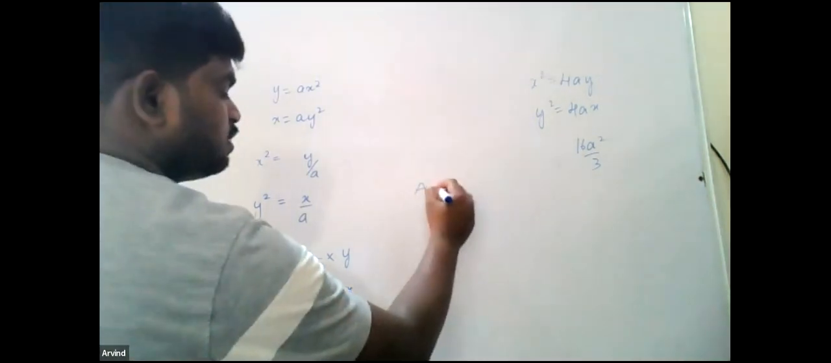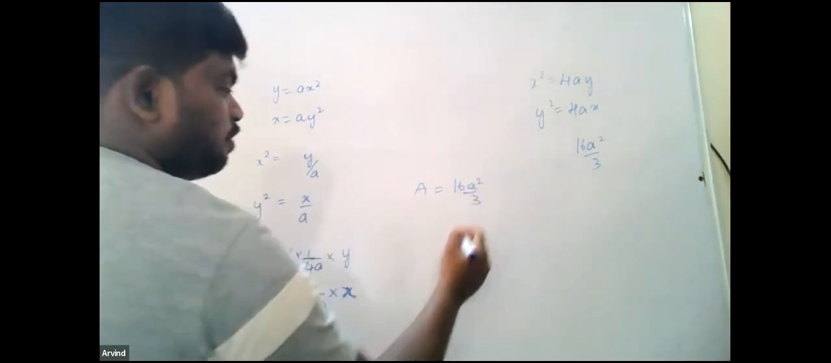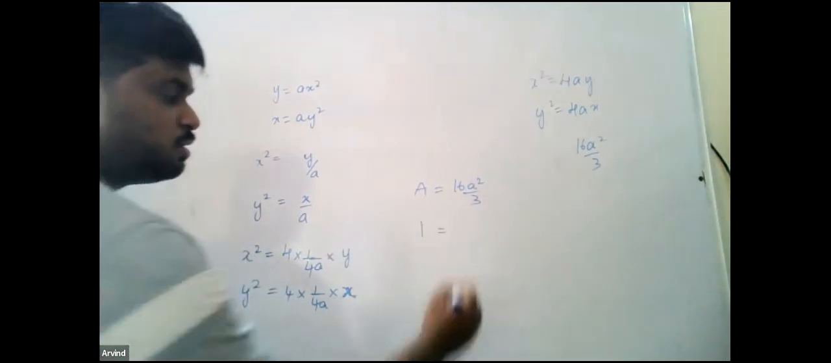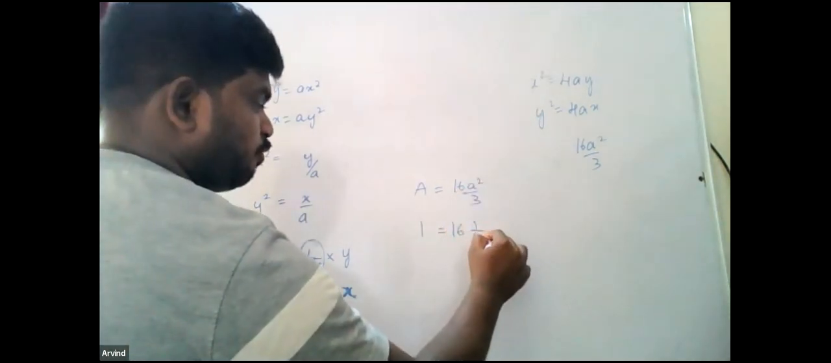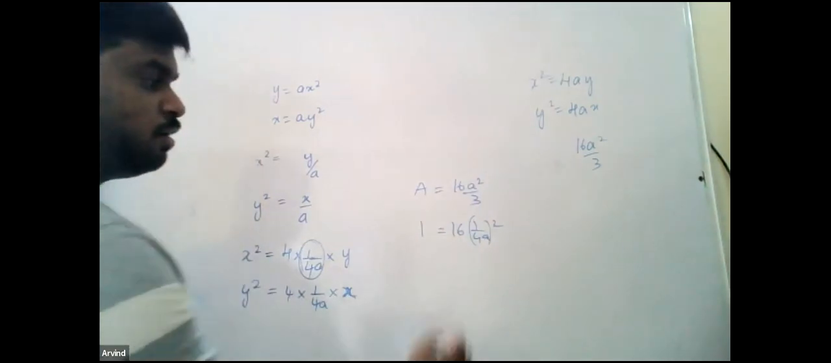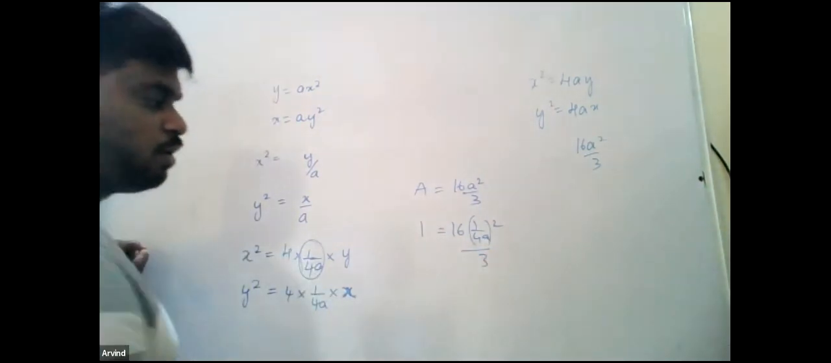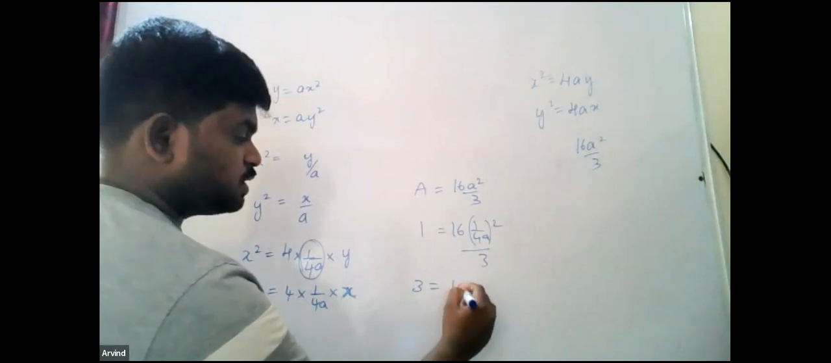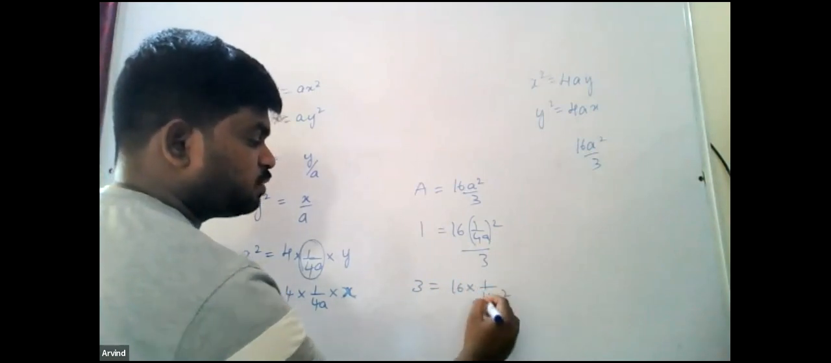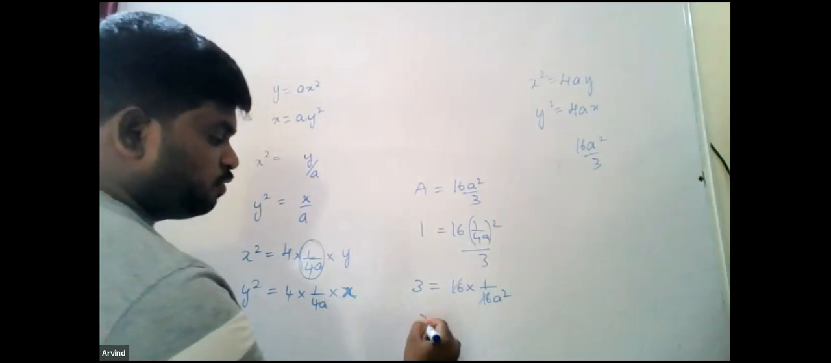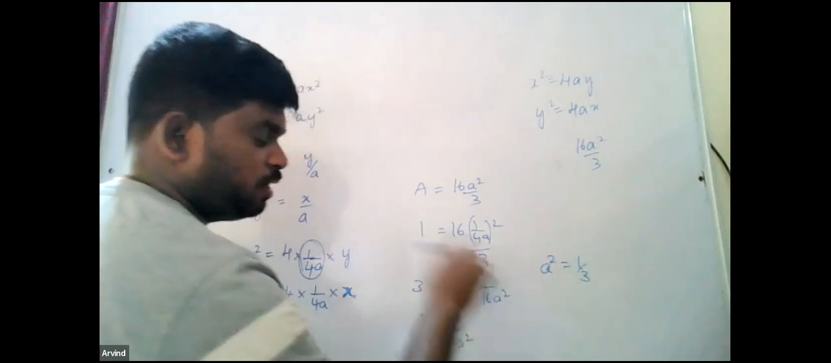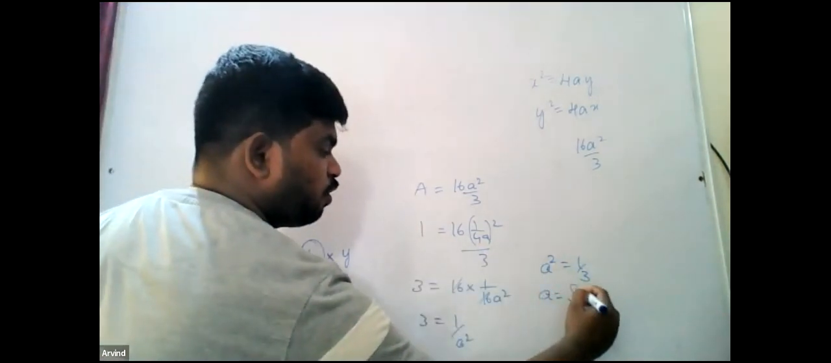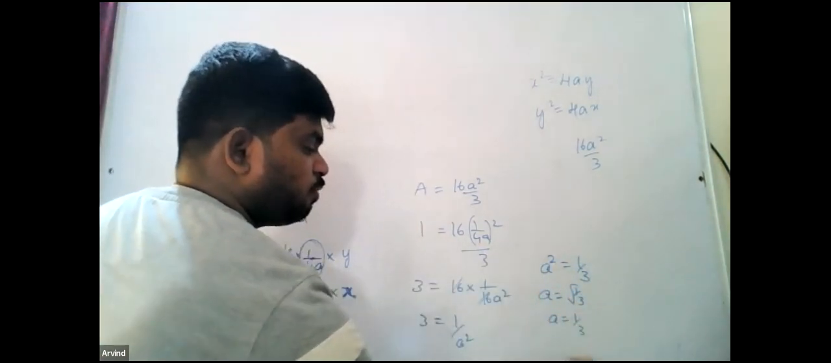Therefore, area is 16a square by 3 is the formula. The area given is 1, so 16 into 1 by 4a, the whole square by 3. Okay. So cross multiply, 3 is equal to 16 into 1 by 16a square. 16 gets cancelled. So 3 is equal to 1 by a square, which implies a square is equal to 1 by 3. So a will become root of 1 by 3, which is 1 by root 3.